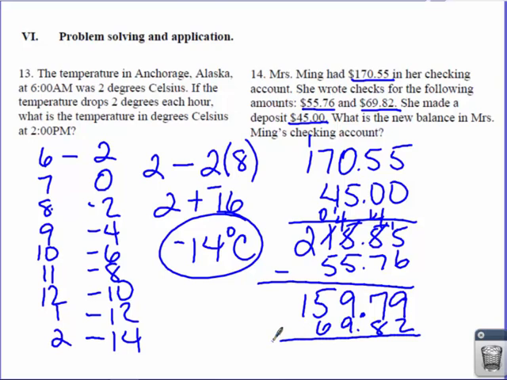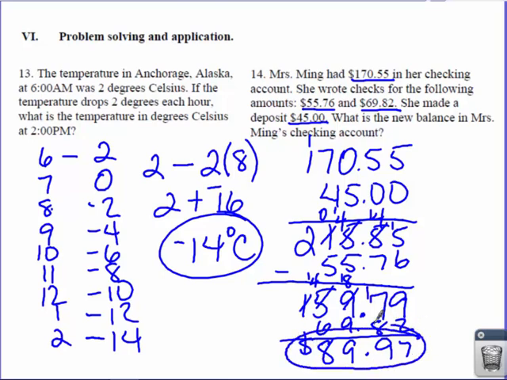$69.82. So we subtract one more time. 9 take away 2 is 7. Okay, I can't do this one, so I borrow. 17 take away 8 is 9. Bring the decimal down. This is an 8. Can't do that, so I borrow. So 18 take away 9 is 9. Borrow again. 14 take away 6 gives us 8. So we end up with $89.97 left in our bank account.